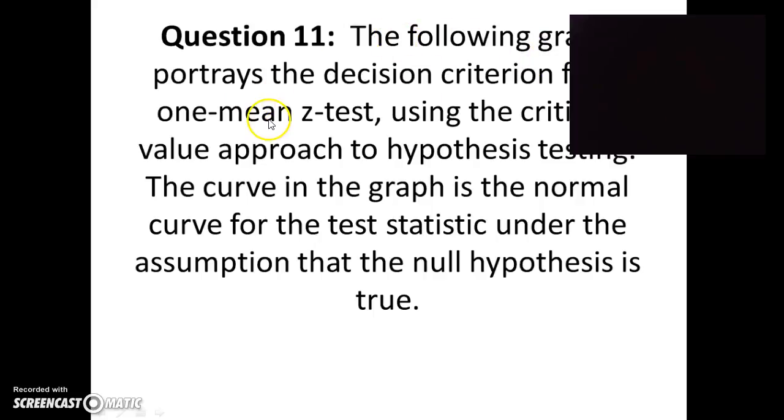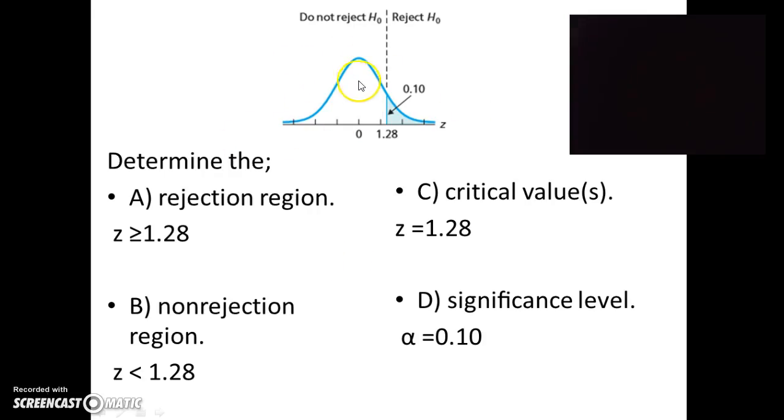The following graph is the decision criterion for a one-mean z-test using the critical value approach to hypothesis testing. The curve in the graph is the normal curve. In this graph, what is the rejection region? It's the part which is greater than or equal to 1.28. This part is the rejection region, and the non-rejection region is the part where z is less than 1.28.